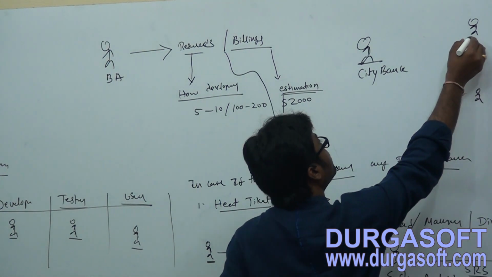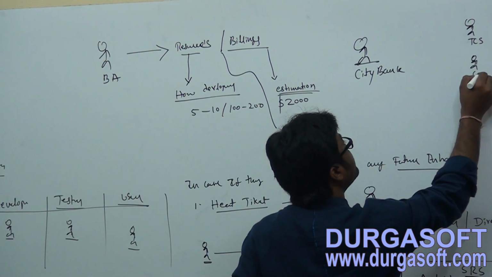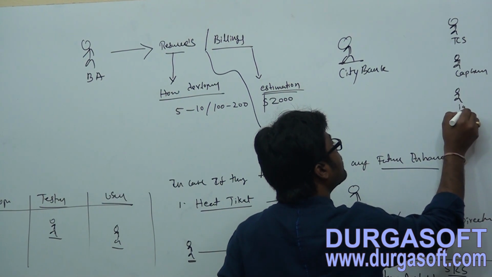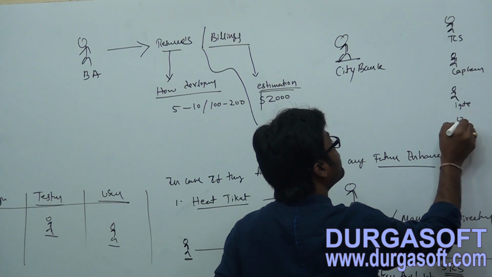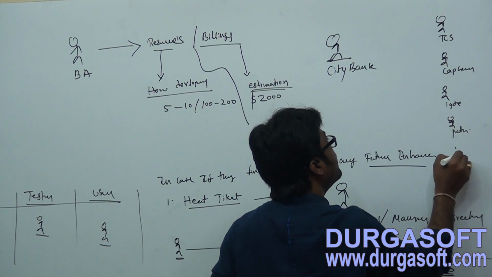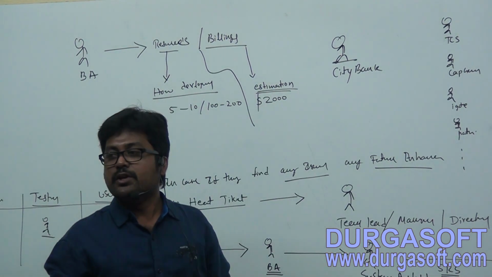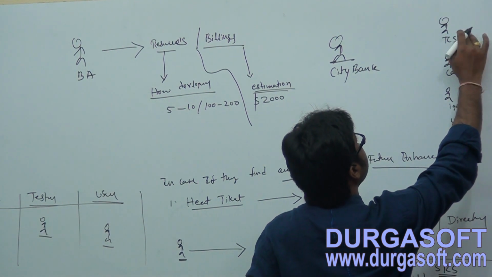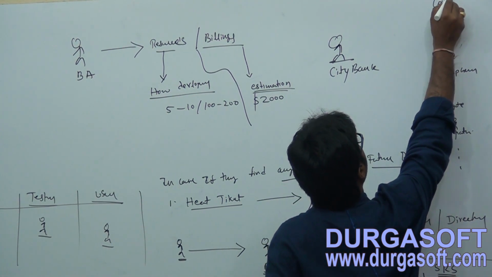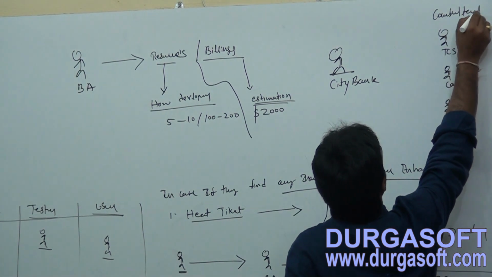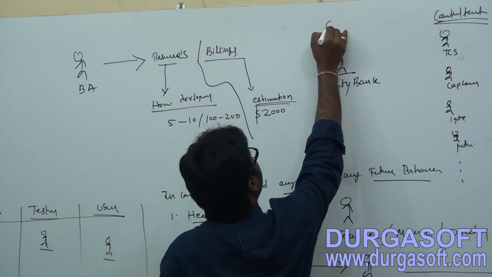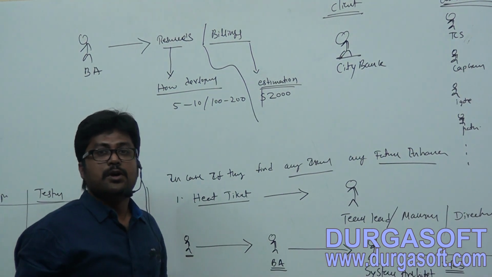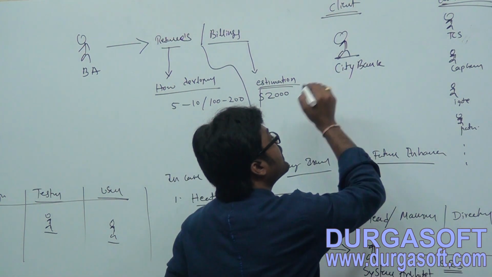Vendors are like TCS, Capgemini, iGate, Patni. We have many vendor companies. Vendors, or else you can call them consultants. These all are consultants. The client will call consultants to make the application. Once they call consultants, they will conduct some meetings.